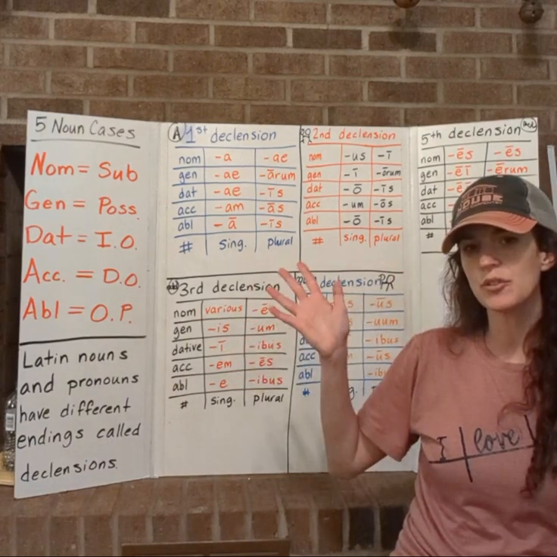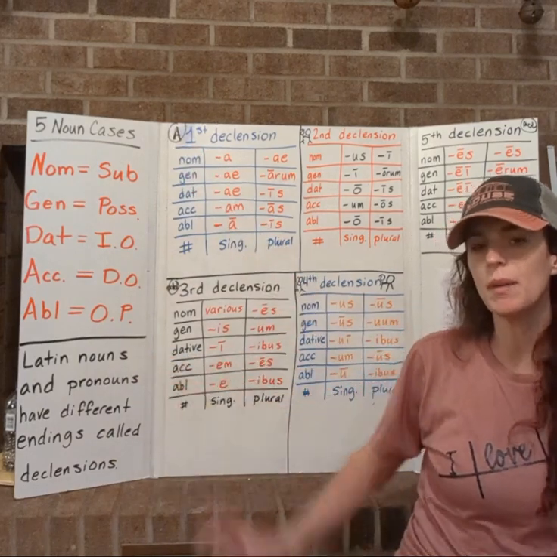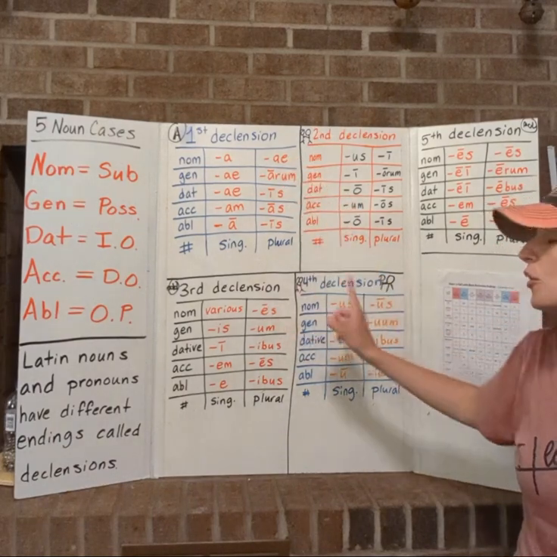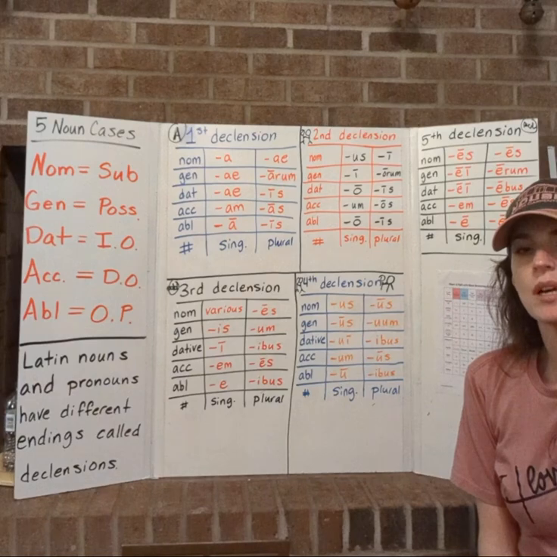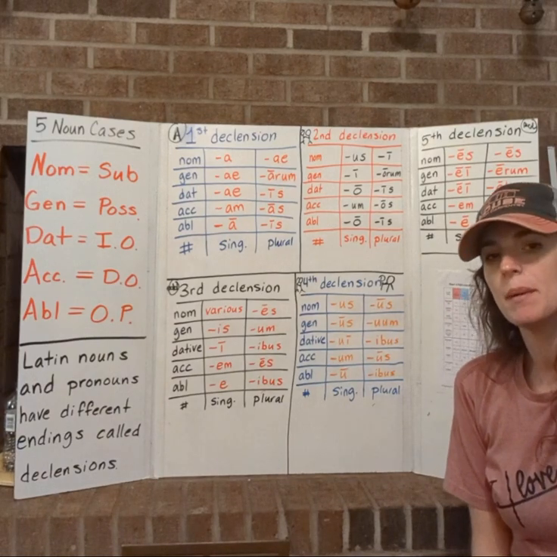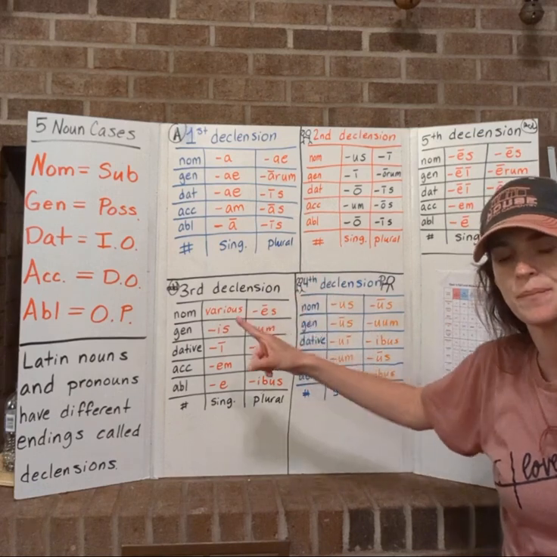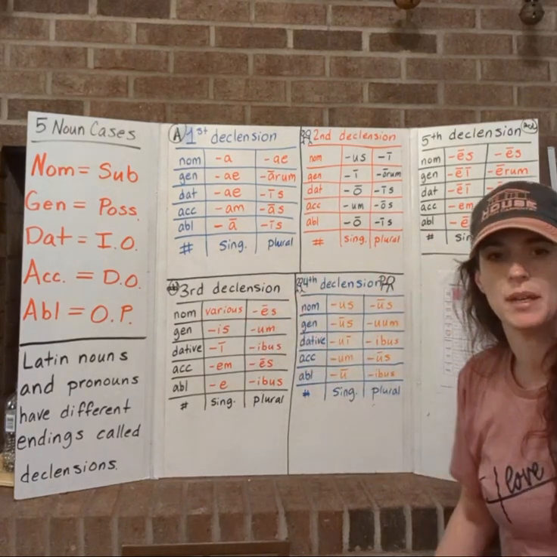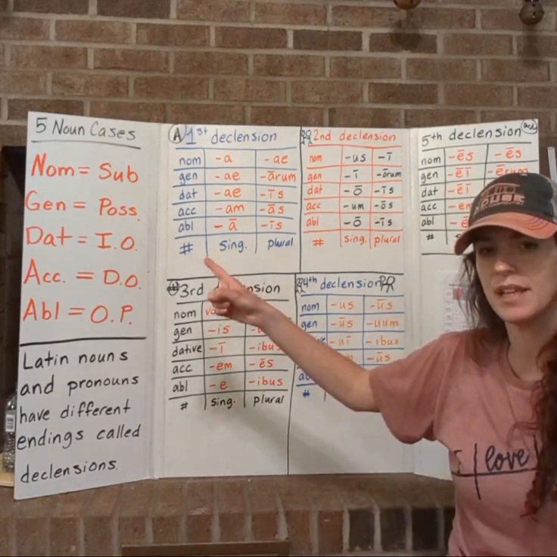As far as Latin nouns go, we've learned the 5 noun cases. We've learned the Latin noun rule about declensions. We've also learned first, second, third, fourth, and fifth declension nouns. But there are a couple of things that I want to show you to help you remember how to differentiate between the different declensions, and hopefully that will be helpful to you in class time. But first, let's review the 5 noun cases.